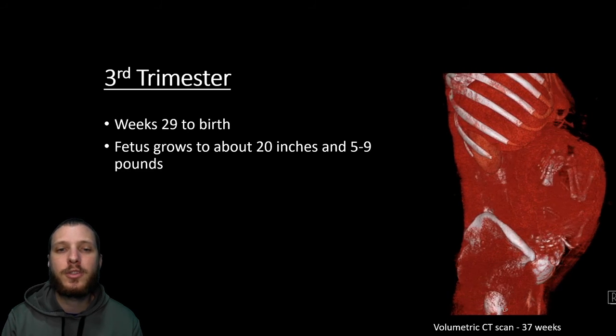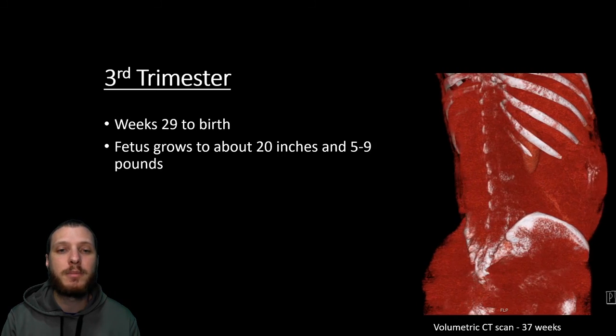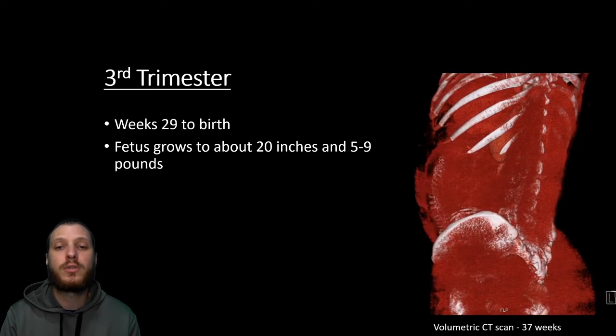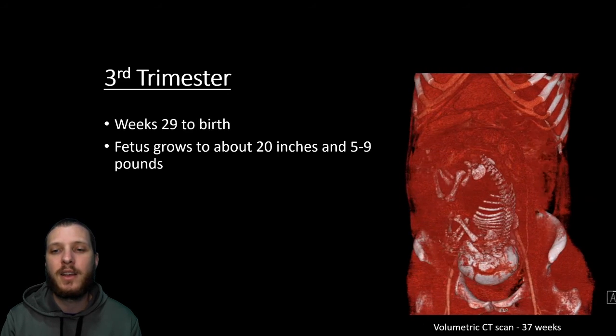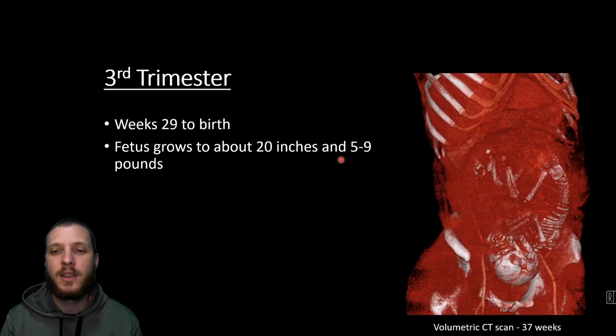And then last, we have the third trimester, so from weeks 29 to birth. And this is when the fetus grows the largest, from about 20 inches to 5 to 9 pounds. You can definitely be more than 9 pounds.